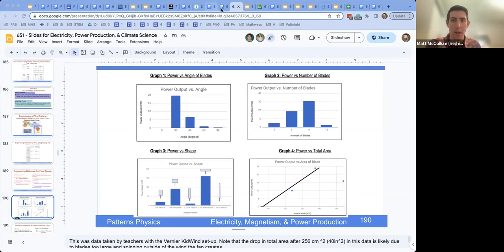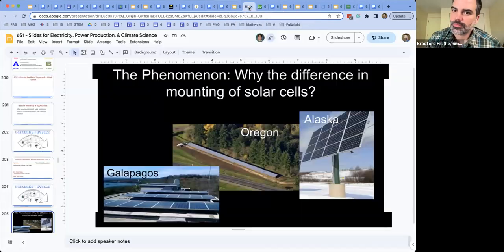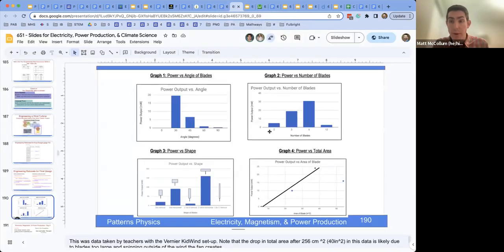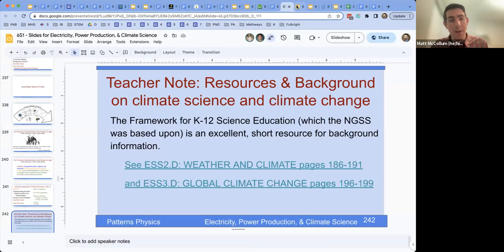And with Bradford, do you want to do solar next? Talk about solar. Yeah, and actually, let me say one last thing. Again, we chose wind turbines because wind turbines are one of the fastest growing sources of power, especially in Oregon.